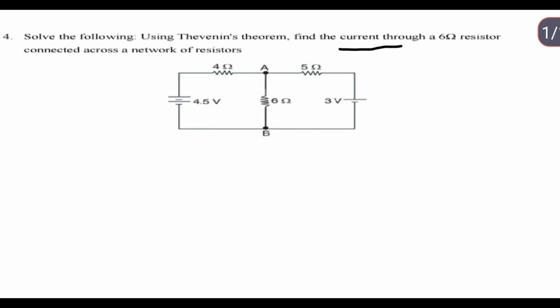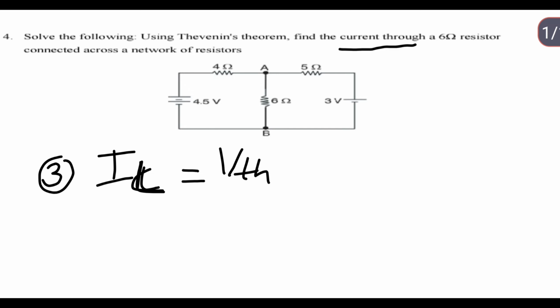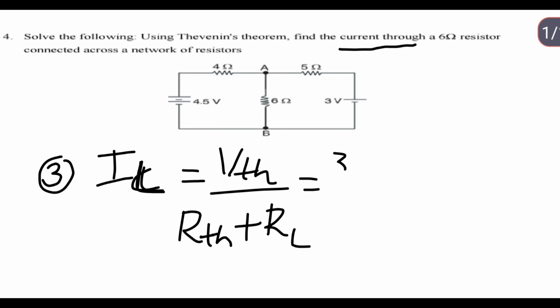Now we have to find the current through the 6 ohm resistor. The third step is IL. IL is equal to VTH divided by RTH plus RL. We have already calculated VTH and RTH.